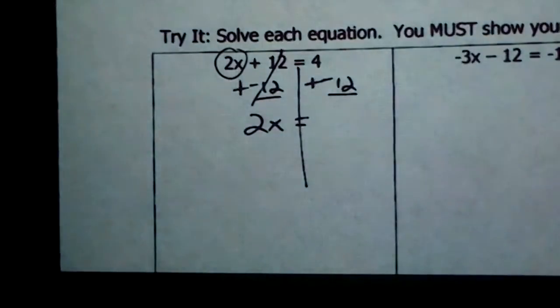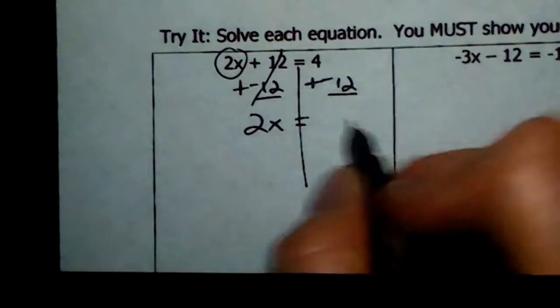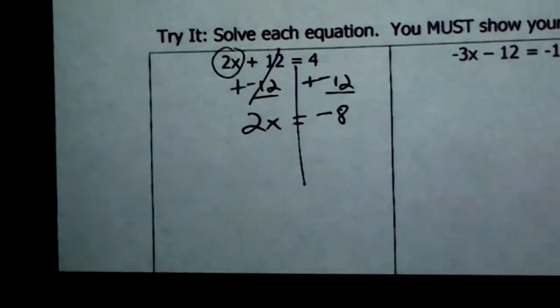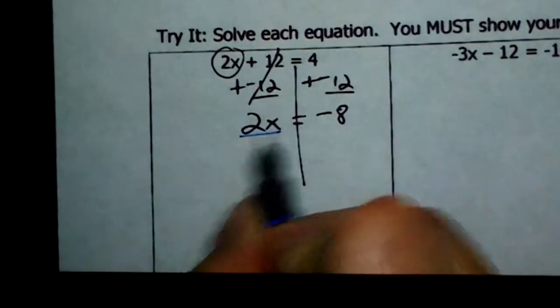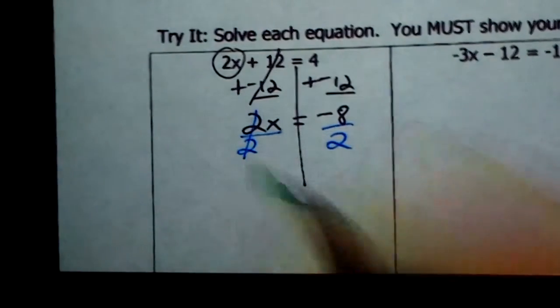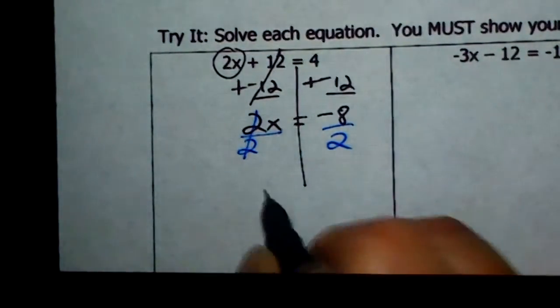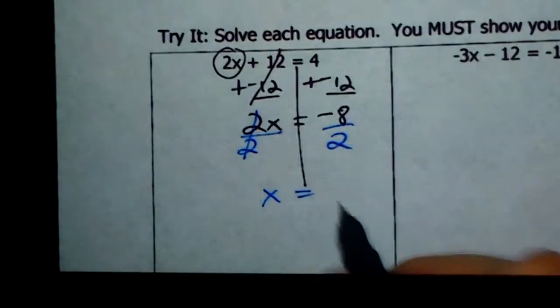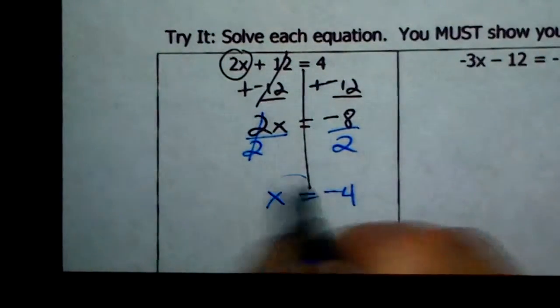Now we're going to solve this out on the other side. 4 plus -12 is -8. We're not done because that 2 is being multiplied by x, and I want x alone. So I need to undo multiplication with division. 2 divided by 2 is 1, 1x is x, and -8 divided by 2 is -4.